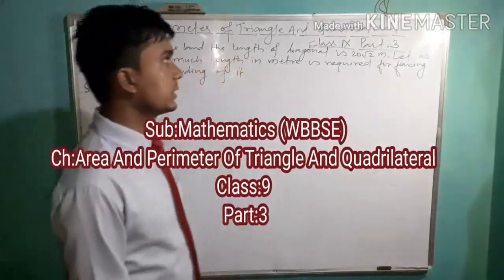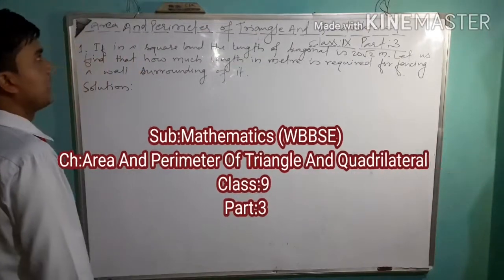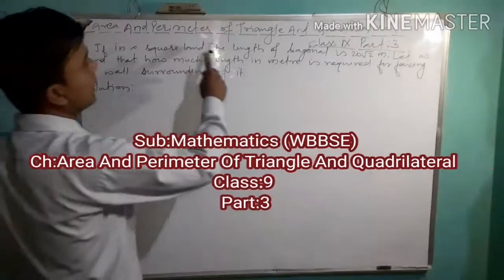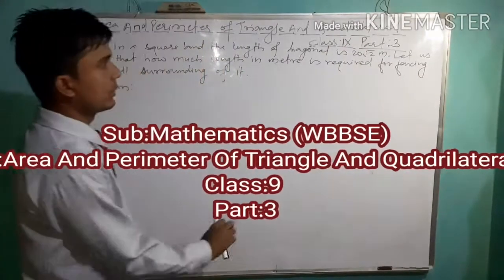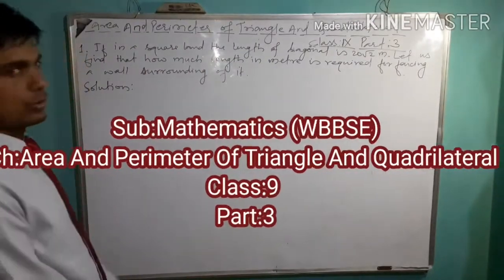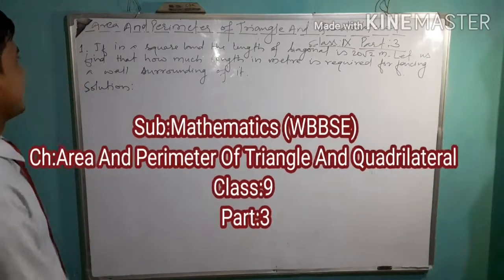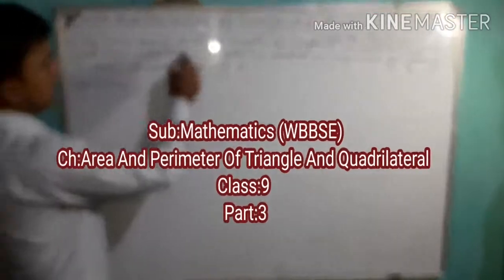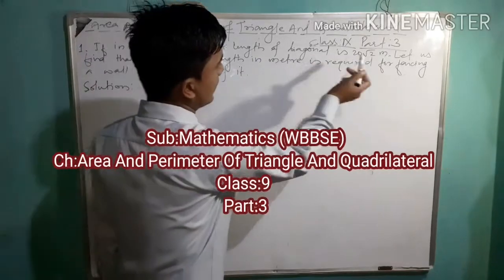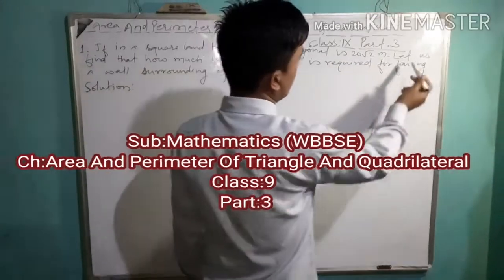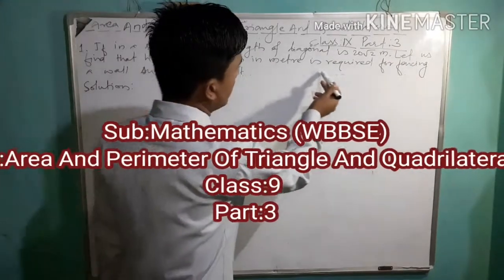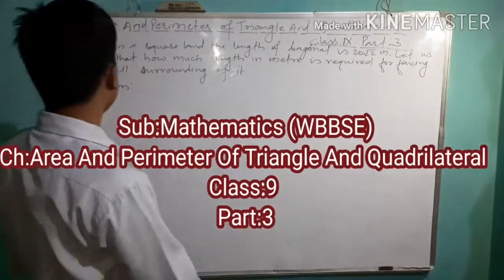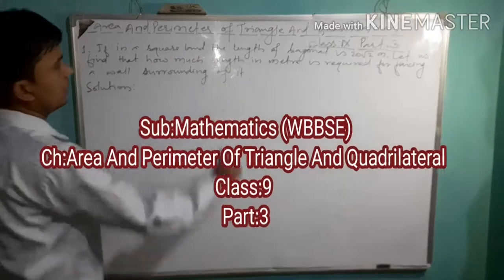Today I'm going to conduct the third part of the chapter called Area and Perimeter of Triangle and Quadrilateral. This is for 9th standard students. The first question which I am going to solve today is like this: if in a square, the length of a diagonal is 20 root 2 meter, let us find how much length in meter is required for fencing a wall surrounding it.